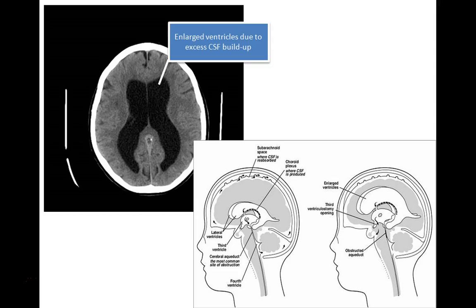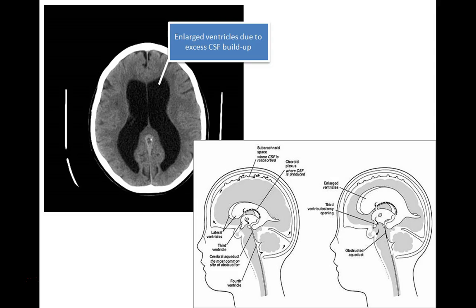So this is one example. The ventricles are enlarged because of the CSF build-up. And then this picture, which I don't know if you can see that clearly from where you are, shows it from a different angle, and it shows where the different ventricles are and how the flow would normally go of the CSF. And then on this side, you've got an obstruction, which is enlarging the ventricles.